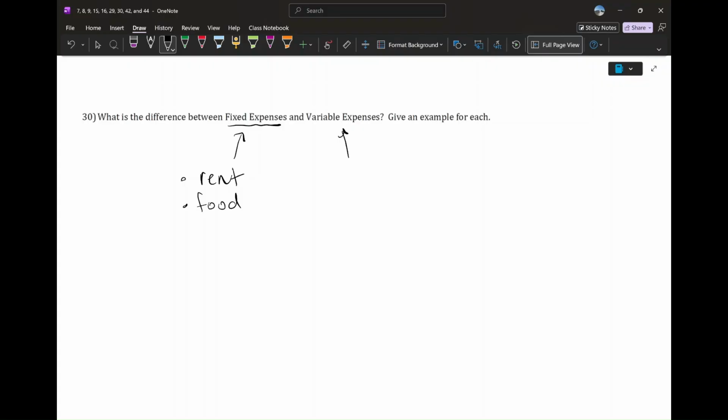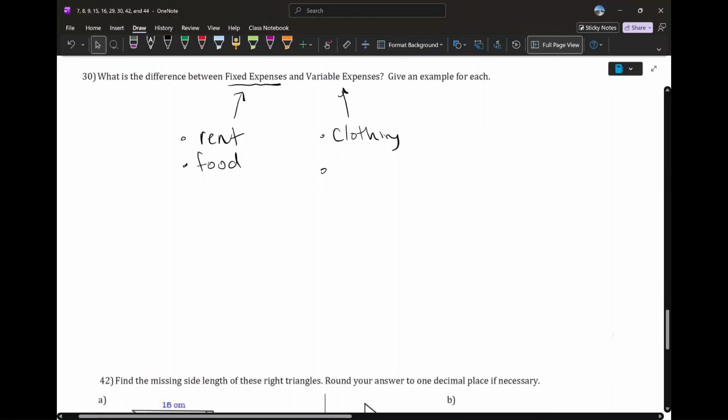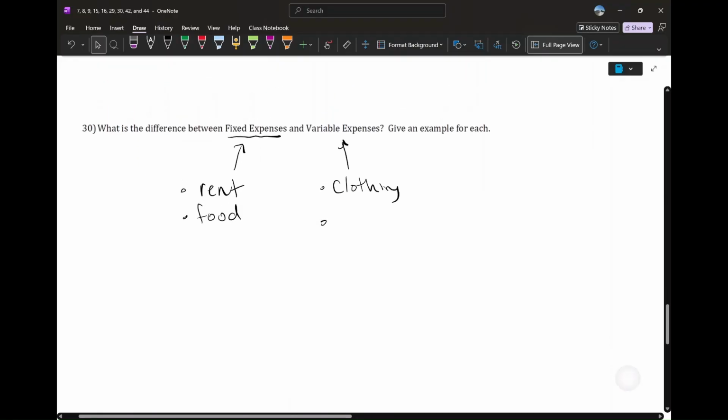Okay, so for example, variable expenses could be types of clothing. Okay, the list goes on. There's many more examples out there.